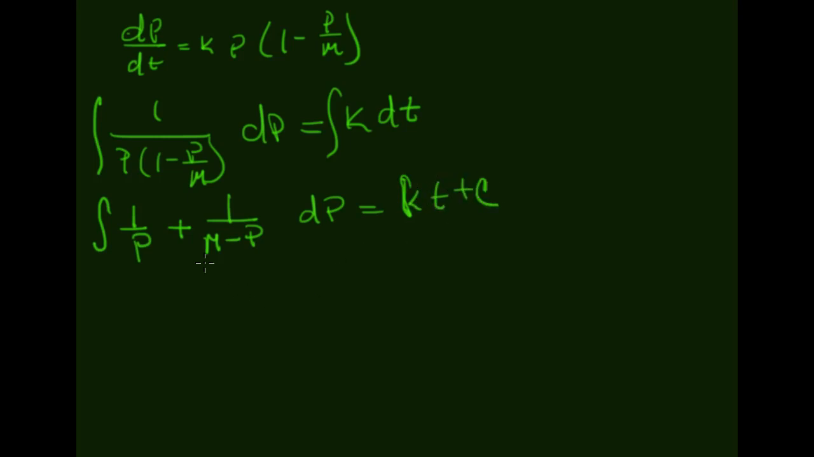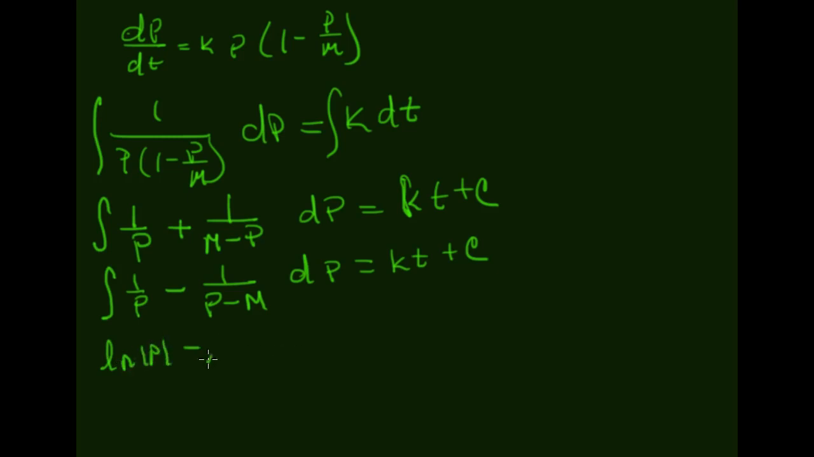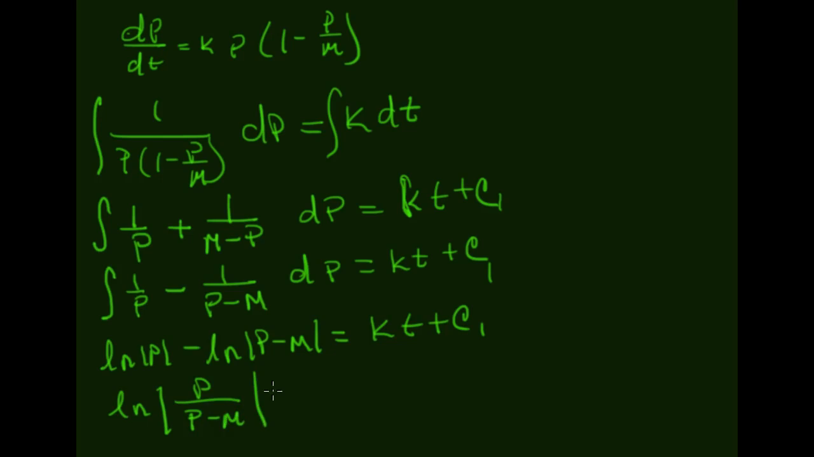There's a small sleight of hand that goes on here. We're going to change this to 1 over p minus 1 over p minus m dp, because that's going to facilitate some calculations in a minute. If I do that, this works out to be the natural log of the absolute value of p minus the natural log of the absolute value of p minus m is equal to kt plus, let's call it c1. So this is going to give me the natural log of the absolute value of p over p minus m.